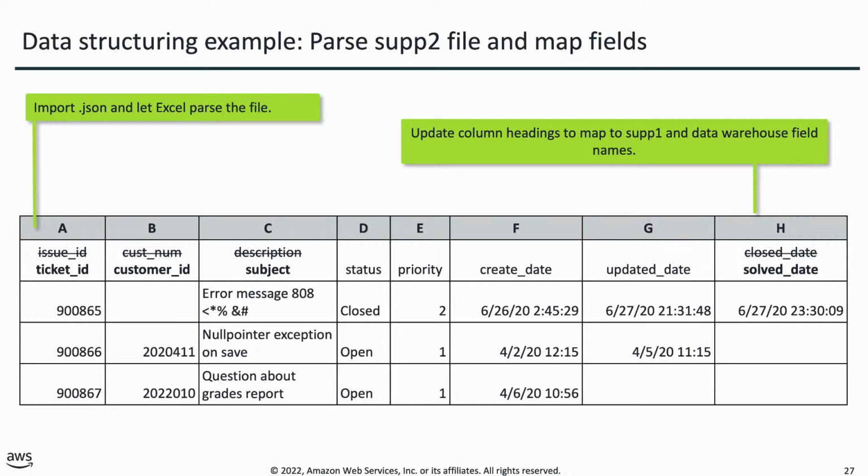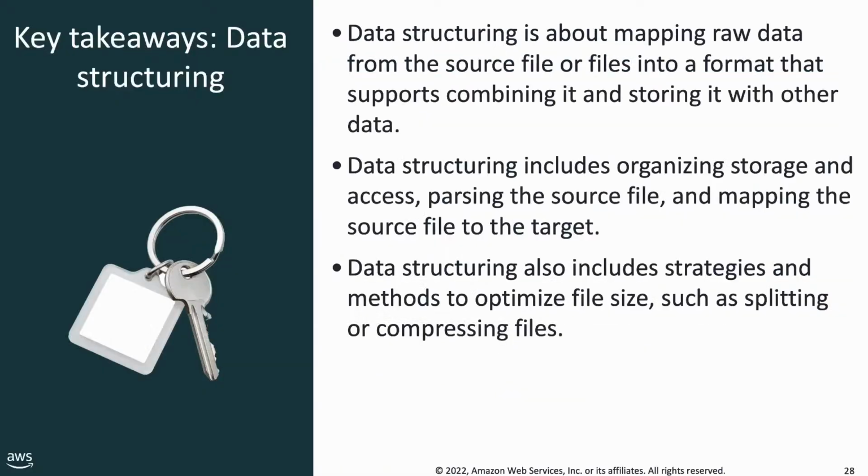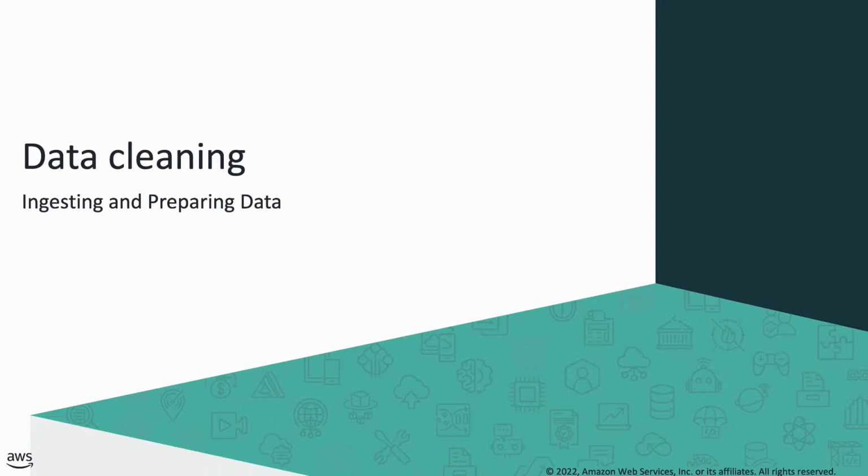And so in an example, potentially you would rename columns, or you would perform additional data wrangling steps before you would compress a file that then would get uploaded to an S3 bucket. So data structuring is about mapping the raw data from a source file or files into a format that is going to support you storing it at scale and combining it with other data. And then during the structuring step, you're going to have to parse files, map fields to larger targets, and also organize a data set. And then finally, you're going to have to figure out a way to optimize the file size.